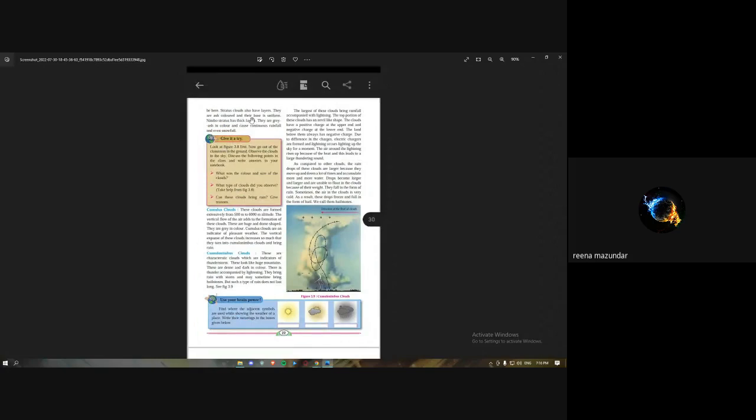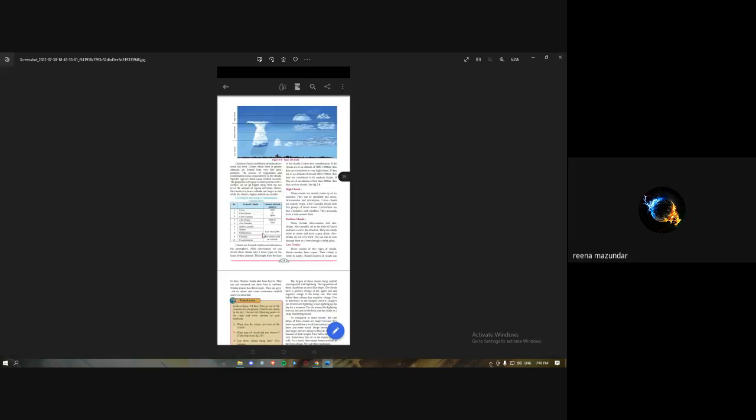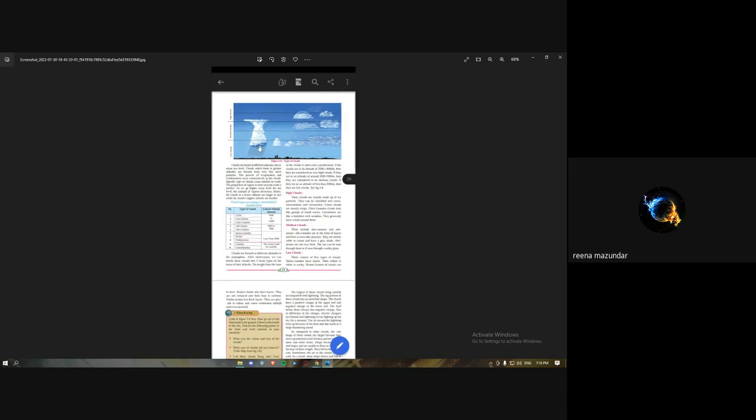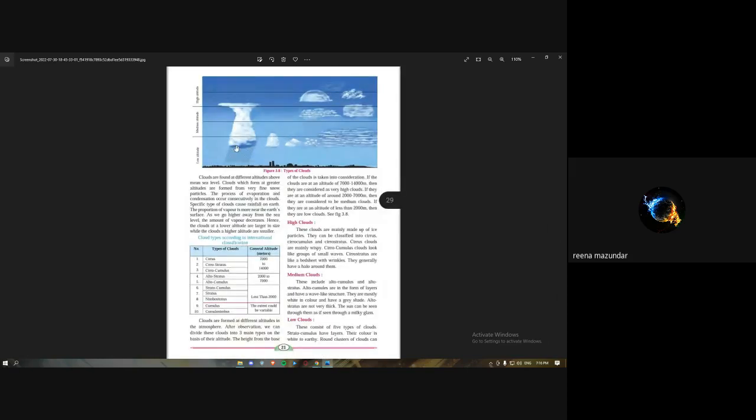So stratus clouds also have layers. They have an ash color and their base is uniform. Nimbostratus has thick layers. So here we saw these are the thickest ones. This arrow that you see, this one is thick. And they are the lowermost clouds, that is cumulus and cumulonimbus. They are very thick and have their base like this. You can see the base over here. They are dark grayish or blackish in color.